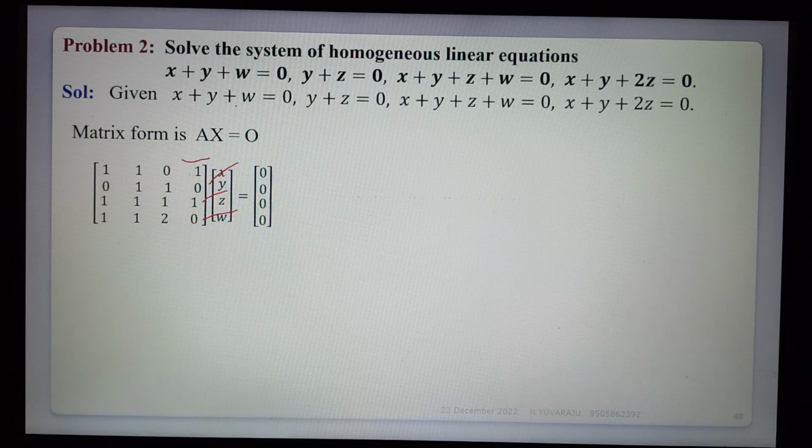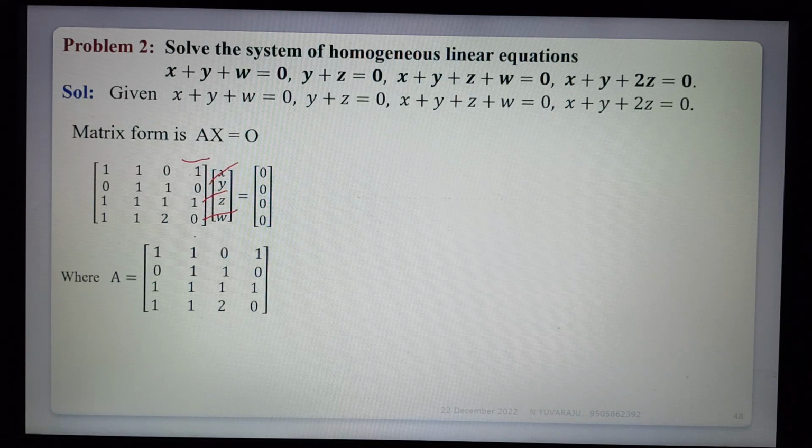So 1 1 0 1, there is no z in the first equation, so 0. Next, the second equation: x coefficient 0, then 0 1 1 0. Next, the third equation 1 1 1 1. Fourth equation 1 1 2 0. Okay, similarly the same procedure. A is equal to this matrix.